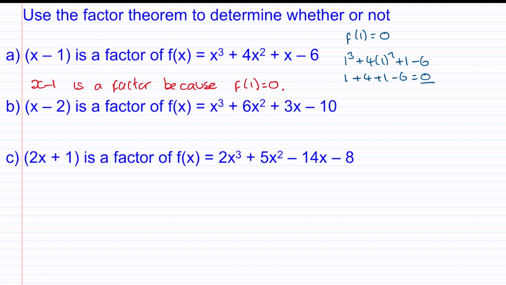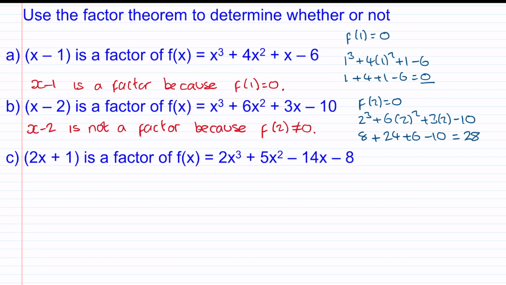Okay, for part B, if x minus 2 is a factor, then f of 2 will equal 0. So we'll substitute 2 into our cubic. We have 2 cubed plus 6 lots of 2 squared plus 3 lots of 2 minus 10. And this works out as 8 plus 24 plus 6 minus 10, which is 28. So therefore, x minus 2 is not a factor because f of 2 does not equal 0.